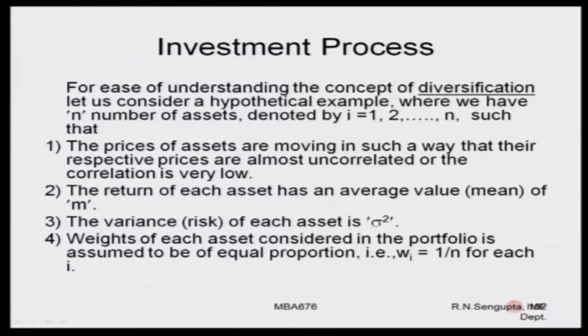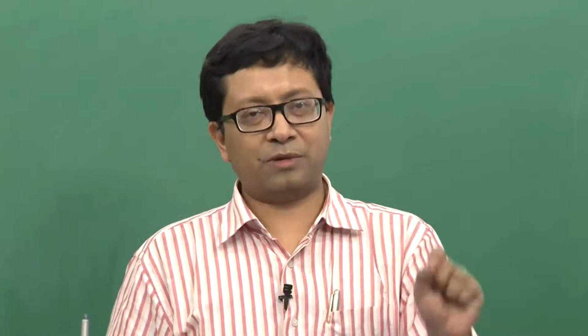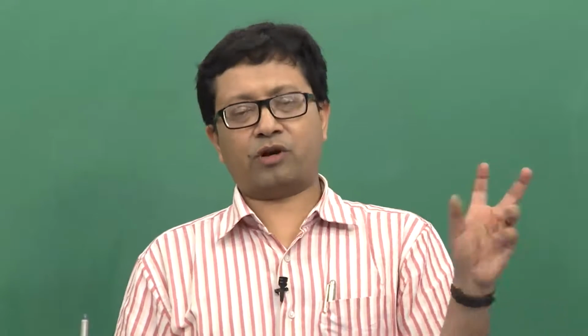For ease of understanding the concept of diversification, obviously there would be different values in between. Consider you have n stocks, and the prices of the assets are moving in such a way that their respective prices are almost always uncorrelated. If the correlation coefficient is 0, then in the variance covariance matrix, along the principal diagonal you have the variances, and the covariances are 0. So rather than having n variances plus the nC2 values of the covariances, which are counted twice, the off-diagonal elements are 0, so you have basically n terms only.